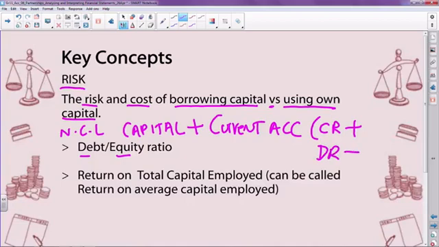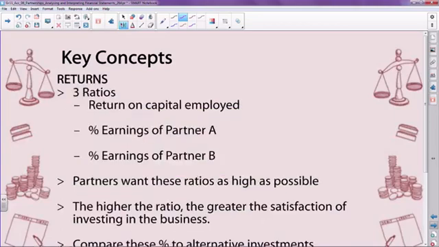Okay, right. The second ratio in this category is your return on total capital employed, and sometimes your exam papers or even your textbook may refer to this as return on average capital employed. Okay, right. The final category, before we look at an exercise together, is the category of returns.